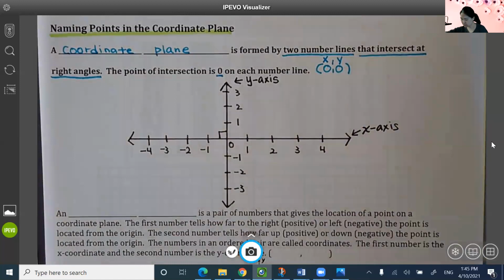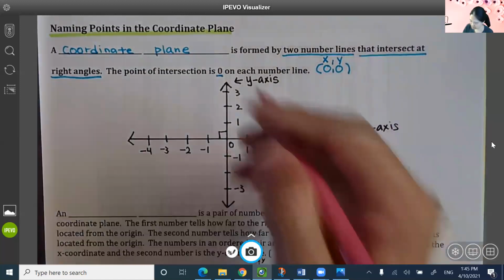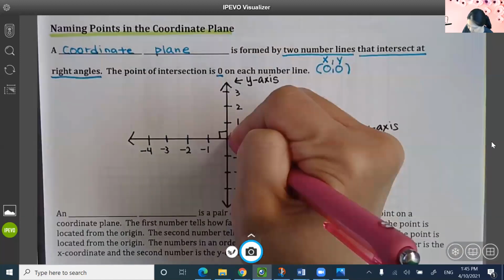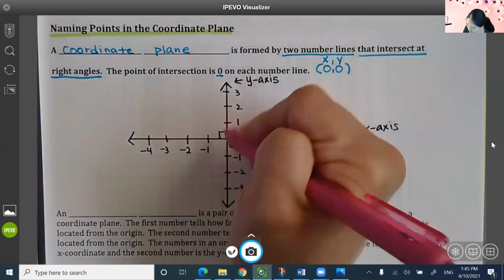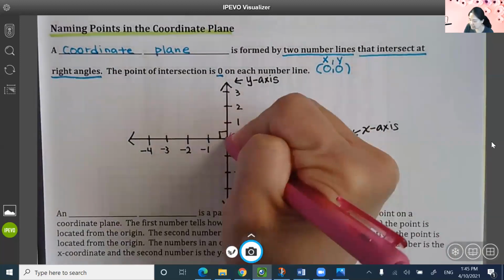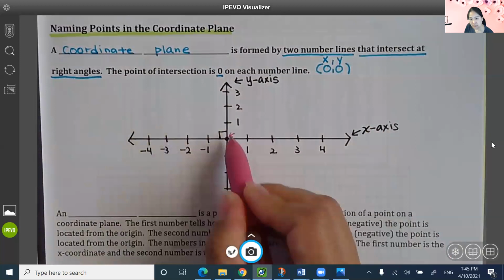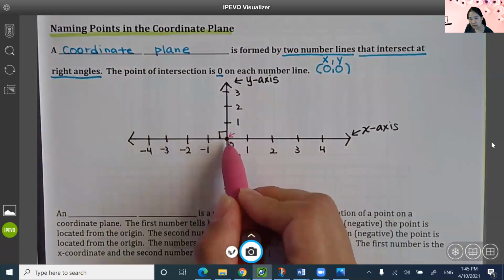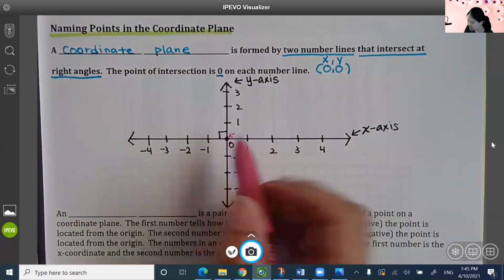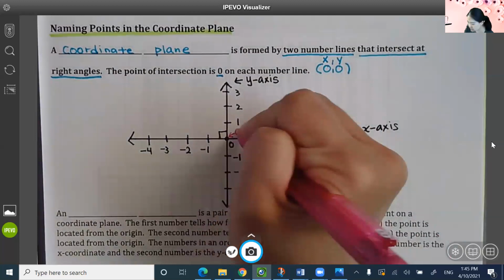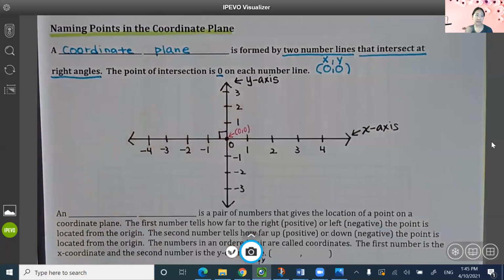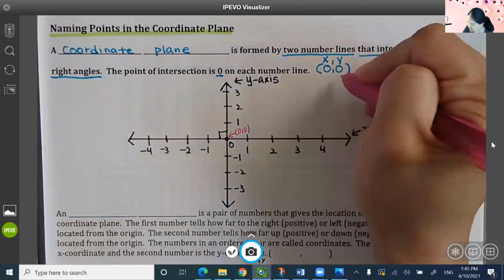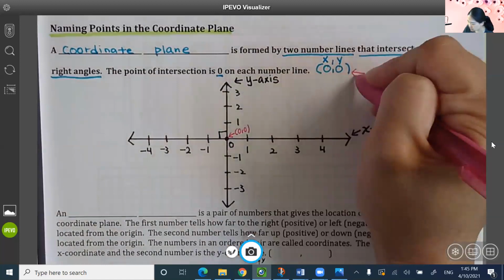This point right here. Okay, I'm gonna put a dot here. This is 0, 0, meaning left to right. Take a look. It's right at 0. And also up or down, where is it? It's right at 0. This point is 0, 0, and it has a special name. The point that is 0, 0 is called the origin.